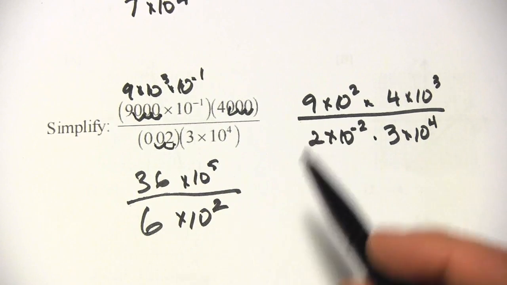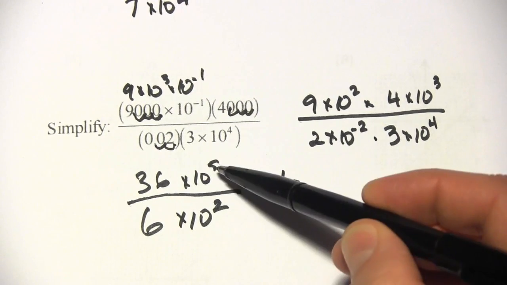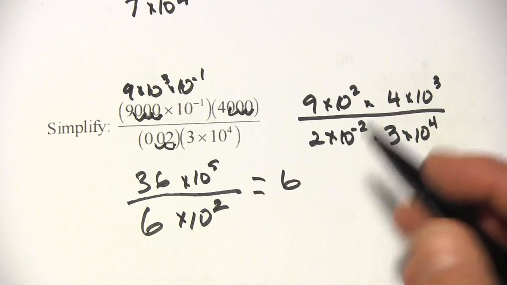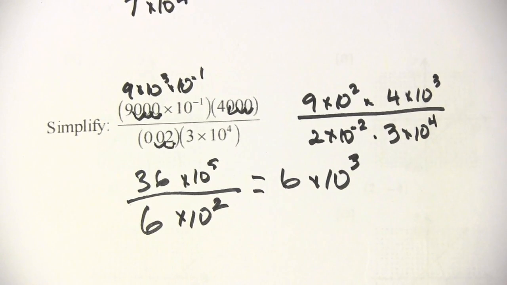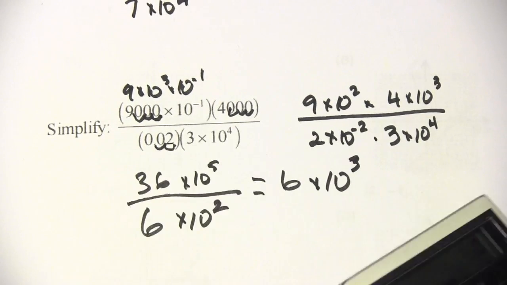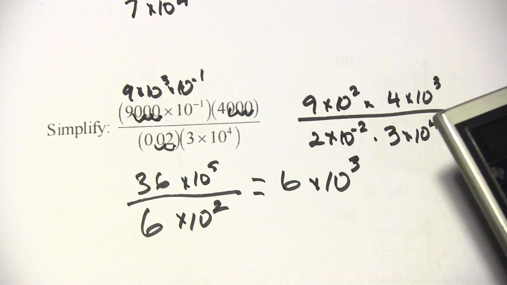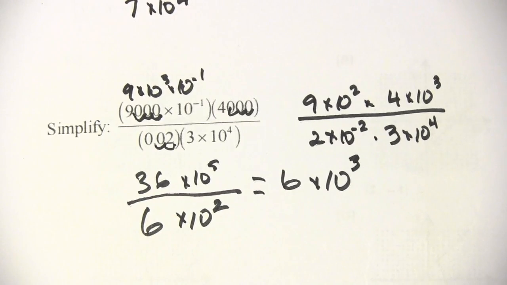Now let's do our division. 36 divided by 6 is 6. 10 to the 5th divided by 10 to the 2nd, well, we subtract exponents with division, so this is 10 to the 3rd. You, of course, could have done that on your calculator. Just type in 9,000 times 10 to the negative 1st times 4,000 divided by 0.02 times 3 times 10 to the 4th. Whichever way is easier for you, I am fully in support of.